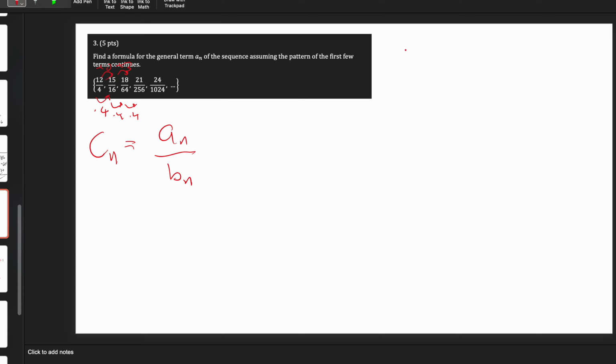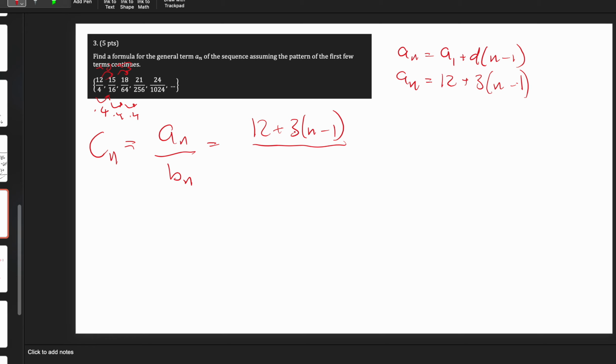So a sub n is going to be, remember, the generic formula for an arithmetic sequence is a sub 1 plus d times n minus 1, where d is the common difference. So that means a sub n here is going to be, what's the first element? 12. What's the common difference? 3. I'm adding by 3 each time, times n minus 1. Sorry, that's going to be the numerator.